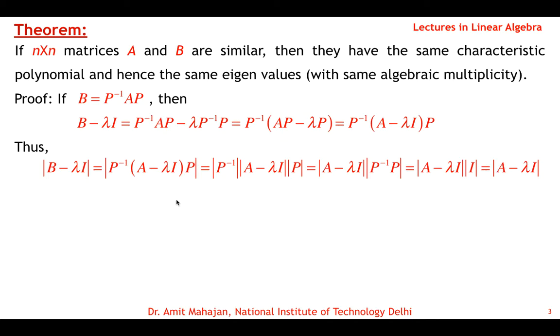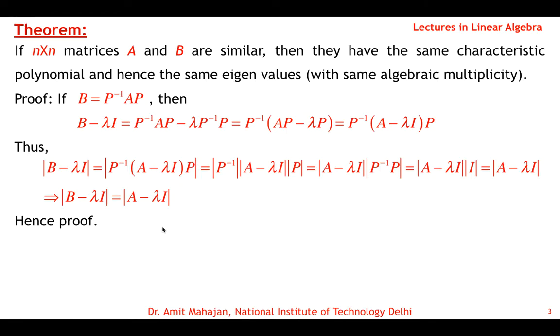Okay, and if you have same characteristic polynomial, then definitely you are going to have same eigenvalues, because eigenvalues are obtained by solving the characteristic equation. If I put this equal to 0, then I can calculate the values of lambda, which are the eigenvalues. So they have same characteristic polynomial, and hence they will have the same characteristic values or eigenvalues.